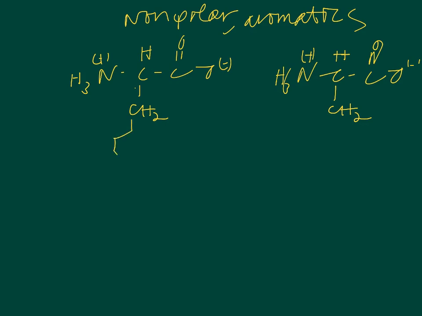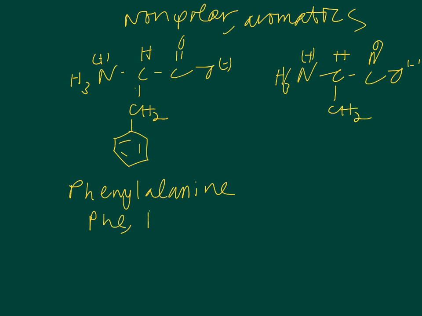The simplest nonpolar aromatic adds a phenyl group to what would have been the methyl group. So it's kind of a combination between a phenyl and the alanine. So it's called phenylalanine. PHE, and F is its one-letter code.